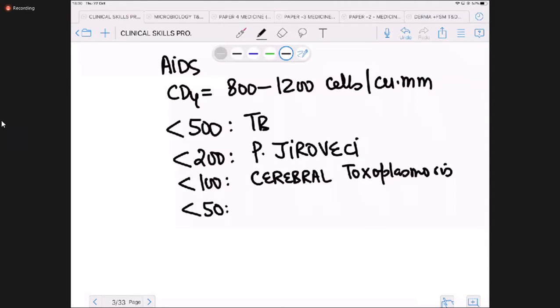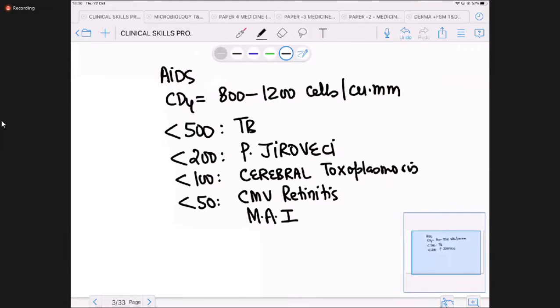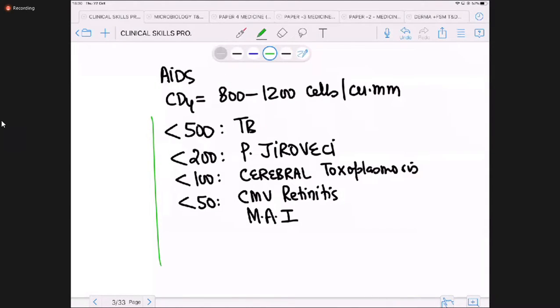When it goes down to 50, what's going to happen is, one, this guy will go blind. If this guy will go blind, that is cytomegalovirus retinitis. And second is going to be Mycobacterium avium intracellulare. So please remember the fact that he can definitely ask you about these opportunistic infections by giving you clinical history.